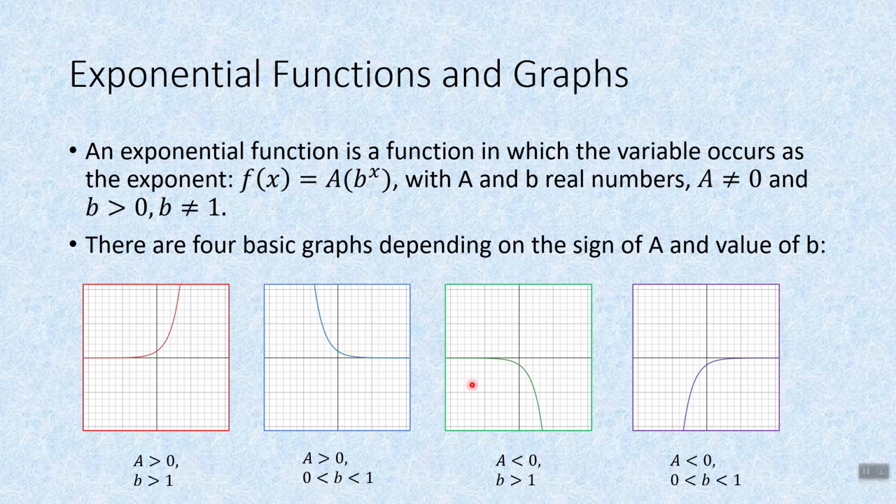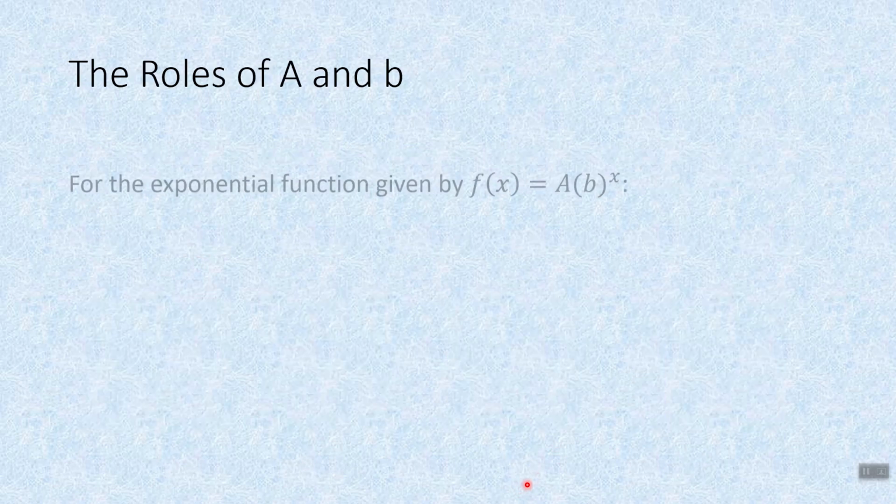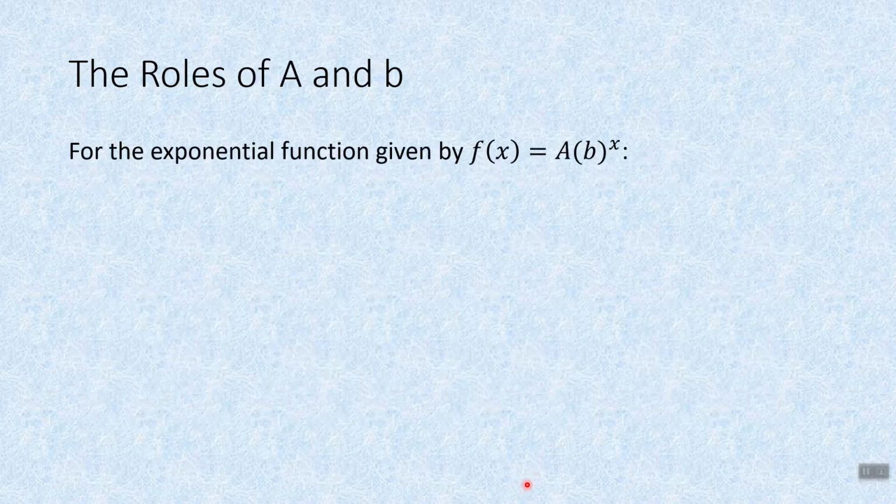We get close to 0 the bigger the x is. If b is bigger than 1, we get further away from 0. Further away from 0. There we go. So let's look at the roles of a and b.